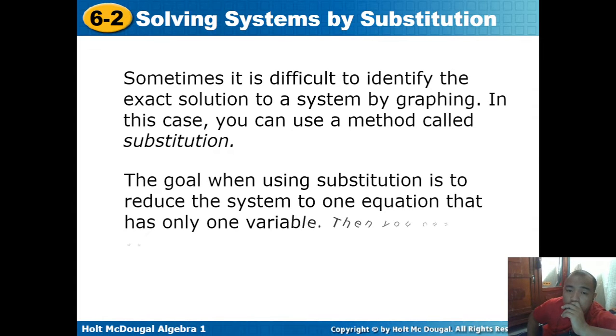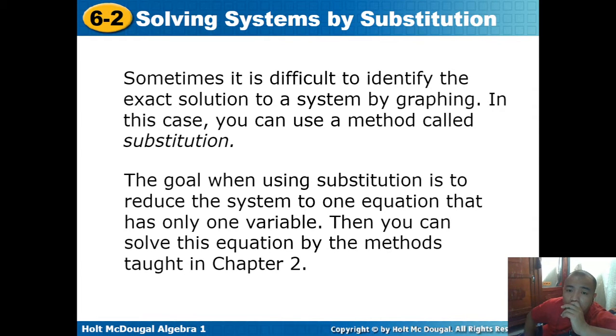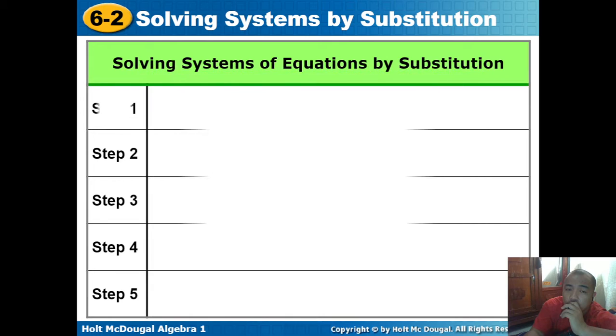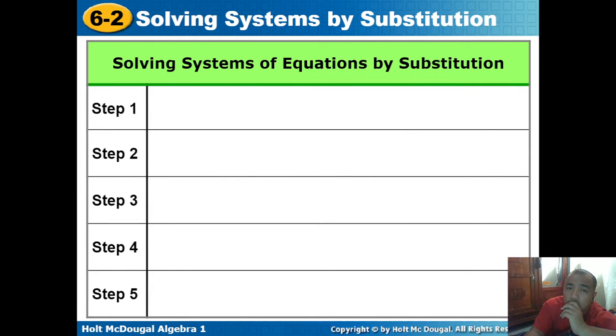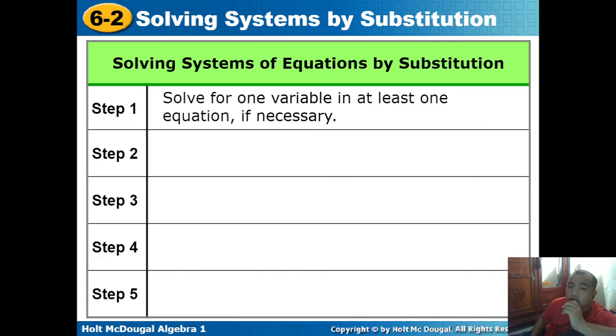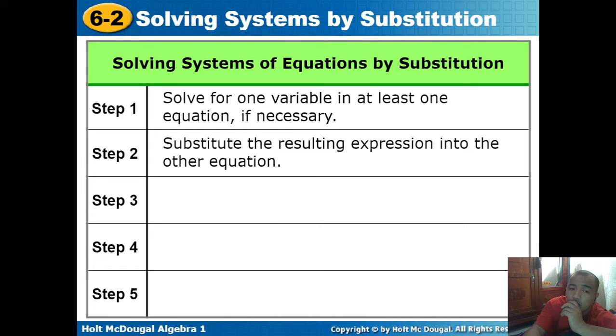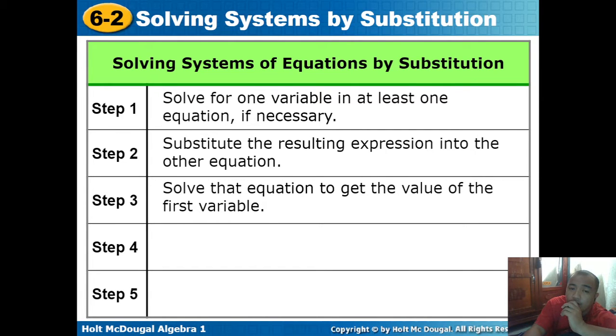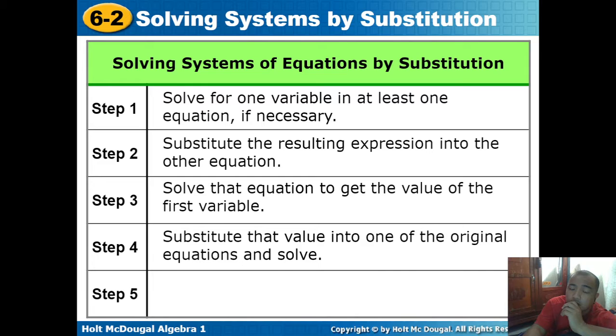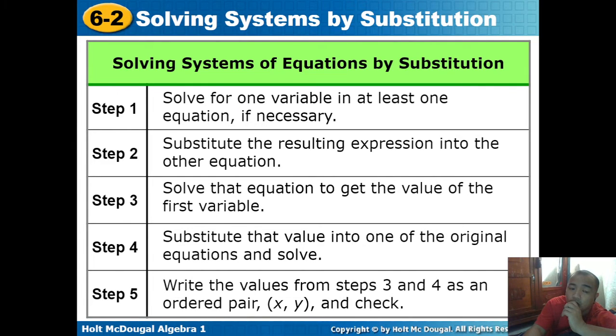So the goal when using substitution is to reduce the system to one equation that has only one variable. Then you can solve this equation by the methods taught in chapter 2. So these are the steps using the substitution method. Step 1, solve for one variable in at least one equation if necessary. Step 2, substitute the resulting expression into the other equation. Step 3, solve the equation to get the value of the first variable, and Step 4, substitute that value into one of the original equations and solve. Step 5, write the values from steps 3 and 4 as an ordered pair, (x, y), and check. Okay, these are the steps in solving systems of equations by substitution.